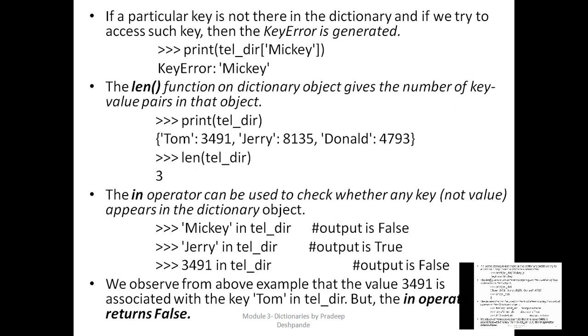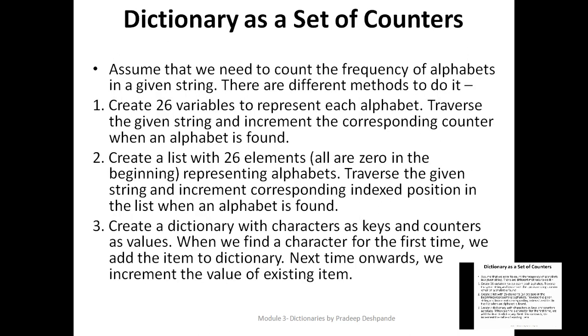3491 is not associated with key. Its associated key is Tom. Okay, so the in operator only checks for the keys, not the values. So we can also use a dictionary as a set of counters.